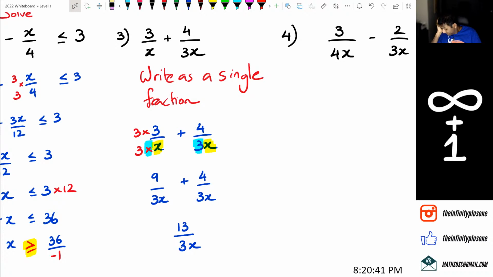And anyway, question 4, I'm only going to give you guys this here. I want you guys to actually work it out. Write it as a single fraction.